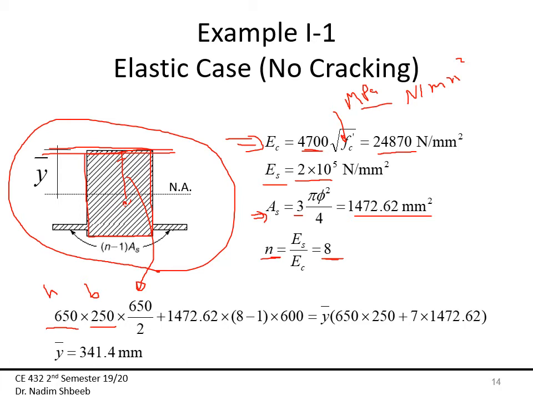Now I'm going to take the n minus 1 area of steel, and we probably talked a lot about that in strength of materials, so I'm not going to mention that again. So here again, this is my area of steel, this is my n minus 1, and then this is the distance, which in my case here is d, and that will be equal to y bar times the area of the concrete section plus the area of the steel, which is n minus 1 times area of steel. From that, I will get my y bar to be equal to 341.4 millimeters.